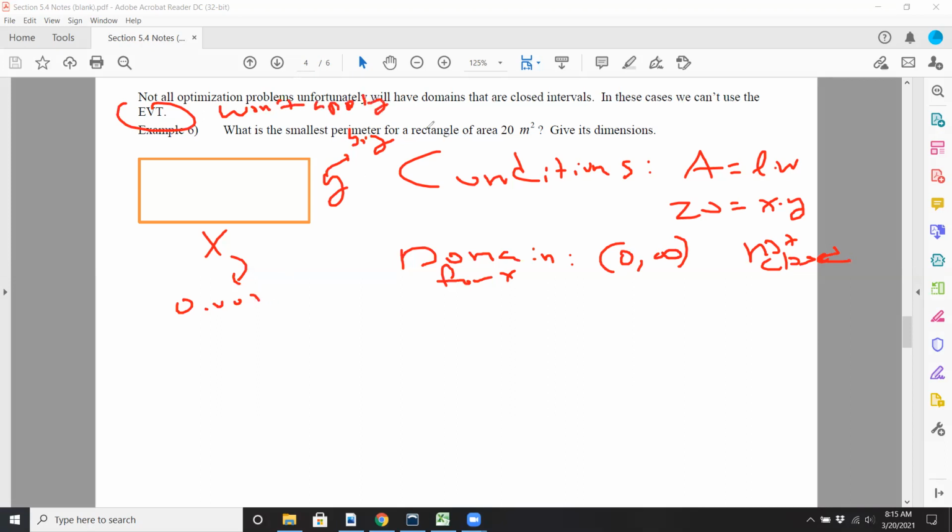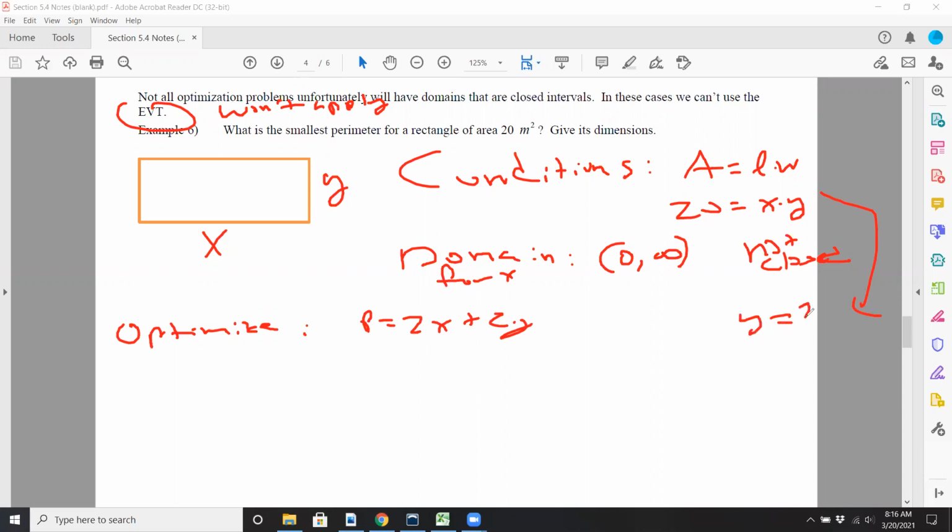Now, what are we trying to optimize here? We're trying to optimize the perimeter, right? And perimeter can be defined as 2x plus 2y. And of course, we're going to want to substitute, so let's get y by itself here. Y equals 20 over x. And we substitute, P equals 2x plus 2 times 20 over x. So perimeter is 2x plus 40 times x to the negative 1 power.